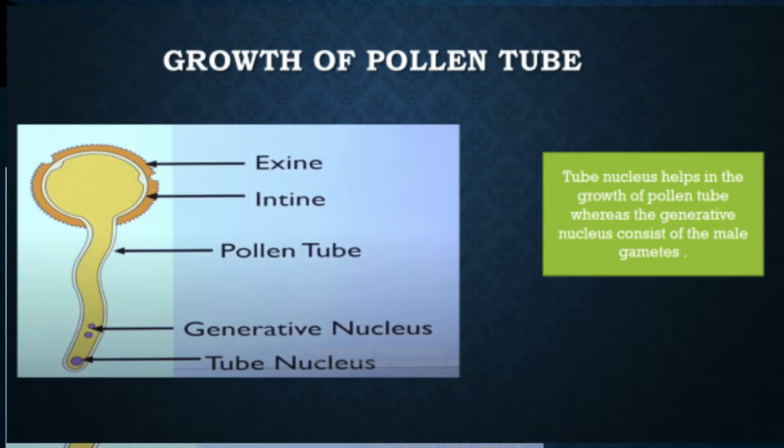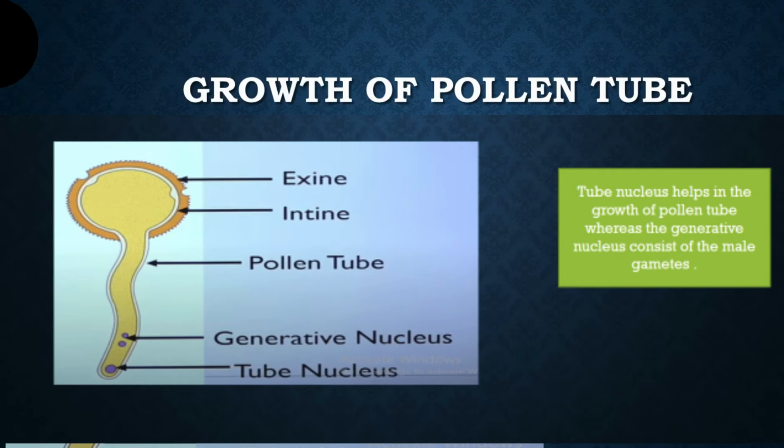The pollen tube will carry the male gametes through the tube, and then it will enter the stigma, then the style, and then the ovary for the fertilization. So two male gametes will enter through the pollen tube. The tube nucleus that is present will help in the growth of the pollen tube, whereas the generative nucleus consists of the male gametes.